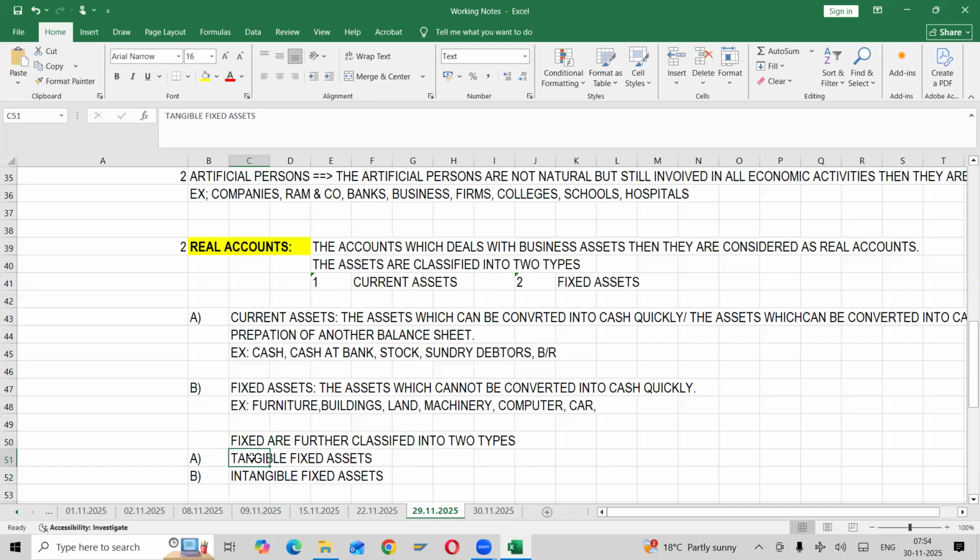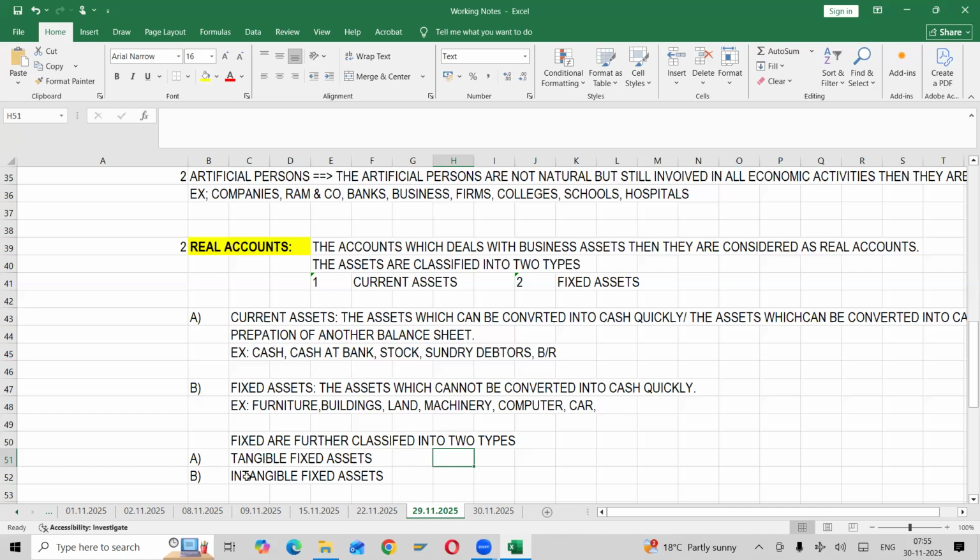So what do you mean by tangible? The fixed assets which we can see and which we can touch. Clear? Then those assets are tangible fixed assets. The name itself, tangible, means which we can see and touch. So you can take furniture as a tangible fixed asset, building, land, machinery, computer, car or motor van or whatever. All of these are tangible fixed assets.